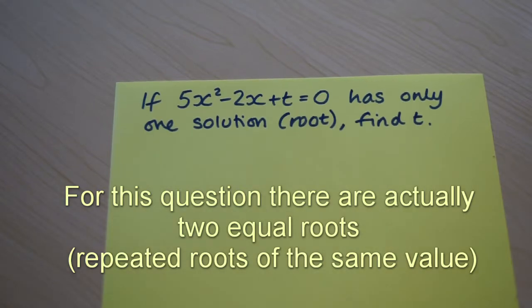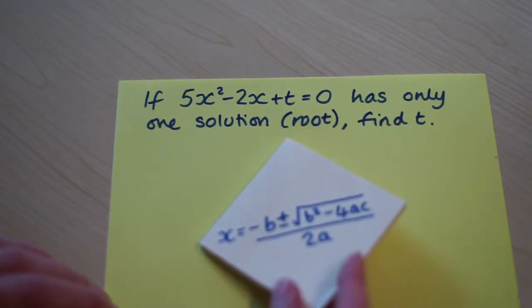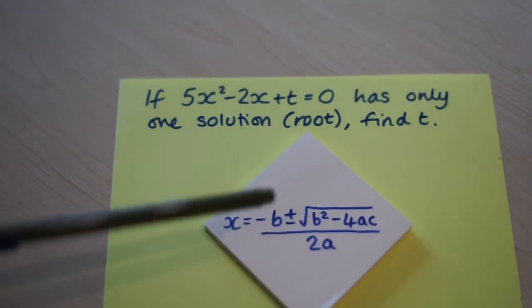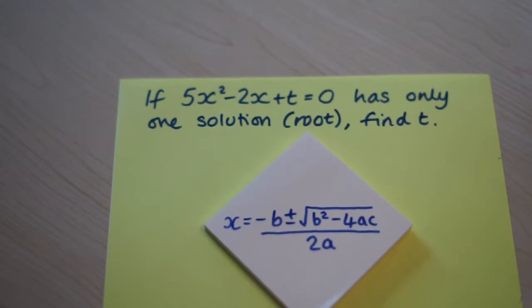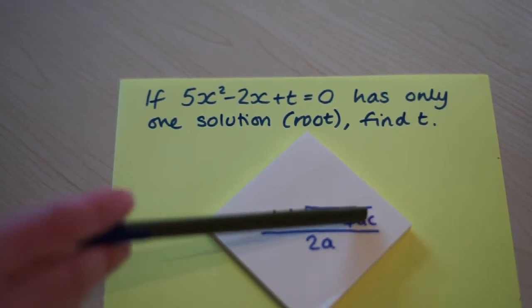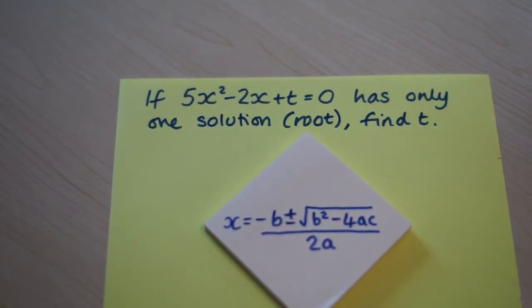Okay, at this point, let's bring on the quadratic formula. Here it is. So we use this formula to solve a quadratic, or in other words, to find its roots. Within this formula, we can see b squared minus 4ac. This is what's called the discriminant. As this is square rooted, it's the thing that determines how many solutions or roots there are.